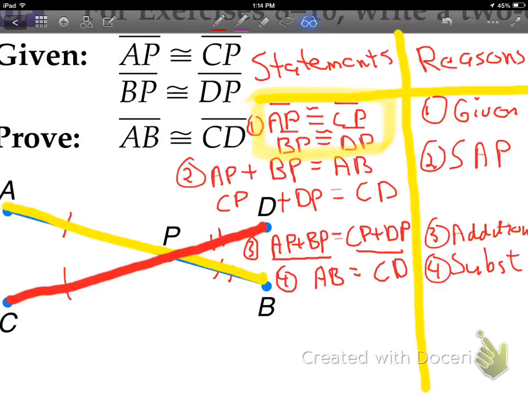And I've said to you, if you want to change from congruent to equals or equals to congruent, you can just write it down and not have to add another step. So this is the same as AB congruent to CD. That's what we're trying to prove, and we're all done.